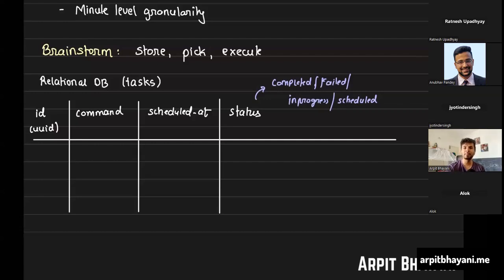Now what if the query that I write to update the status fails? For example, my task was in progress, the status was in progress, and my task failed. The machine crashed. The status column would continue to remain in progress, right?